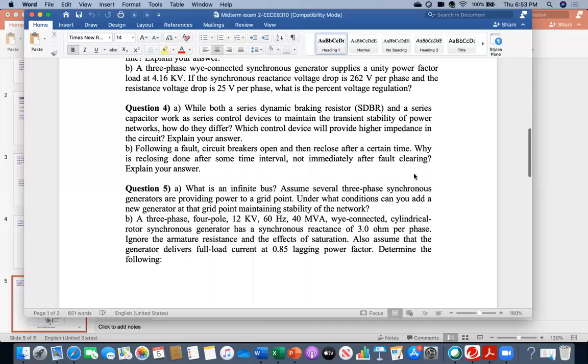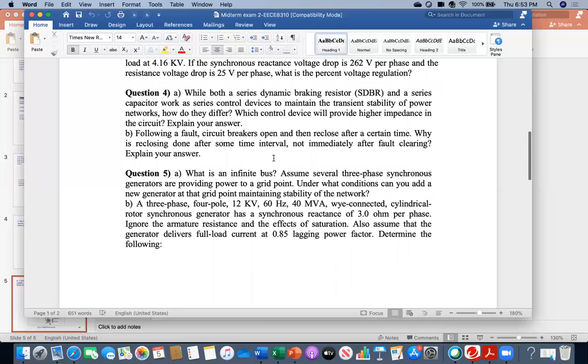Okay, then I think we don't have much time, so let's quickly go over this. While both a series dynamic braking resistor and a series capacitor work as series control devices to maintain the transient stability of a power network, how do they differ? Which control device will provide higher impedance in the circuit? Now, what we are saying is that the SDBR will control the magnitude of current and maintain the stability. And what will the capacitor do?